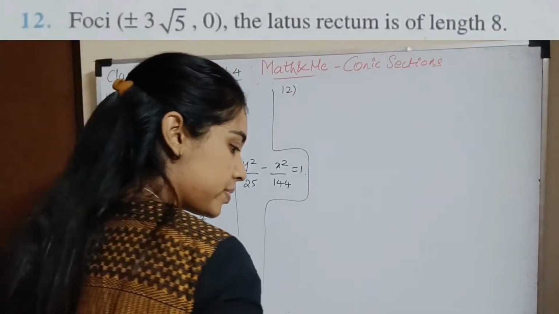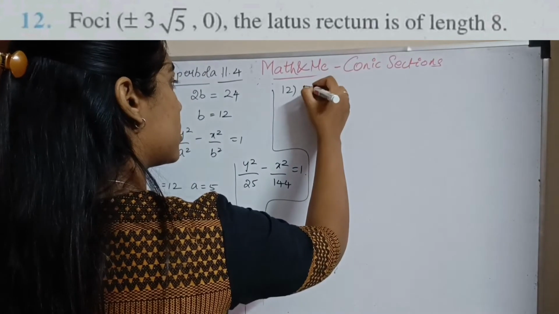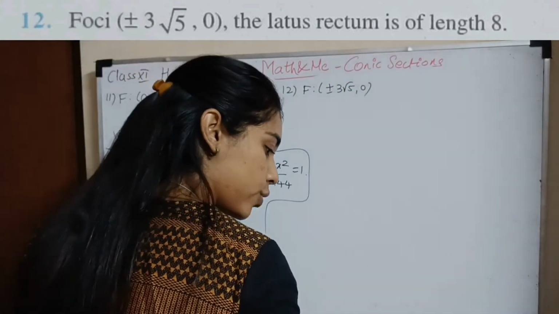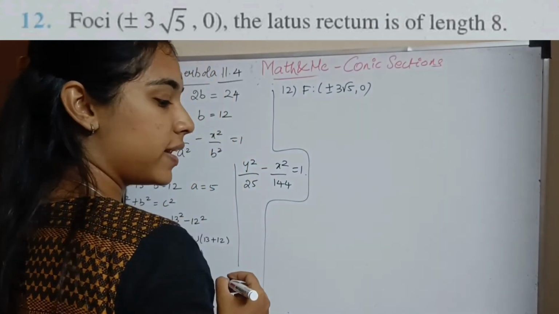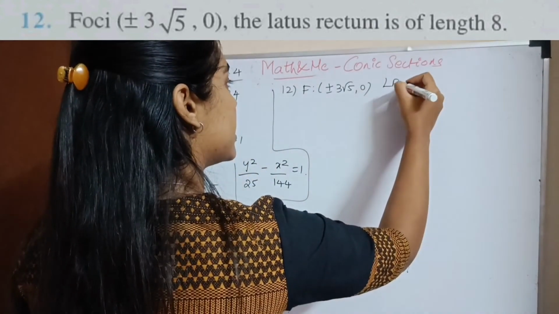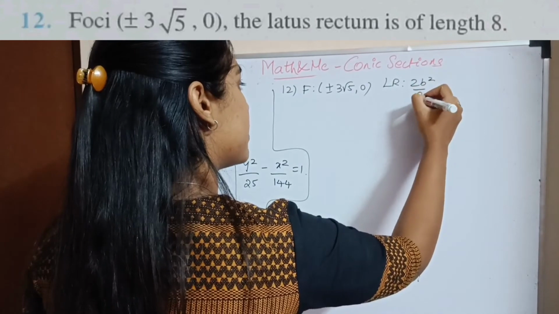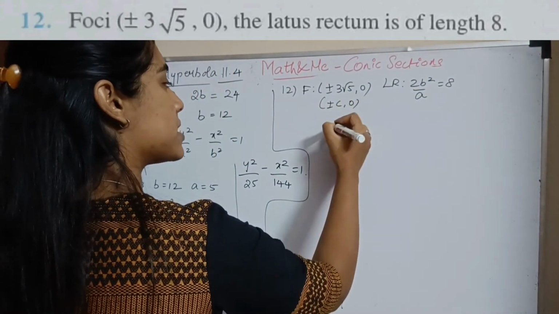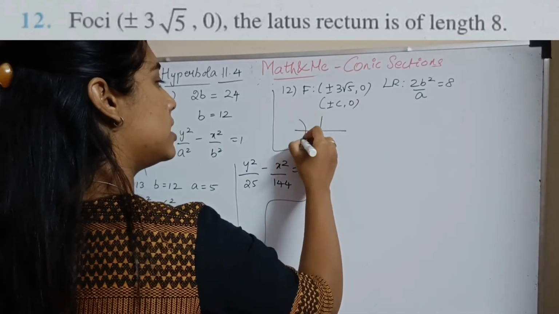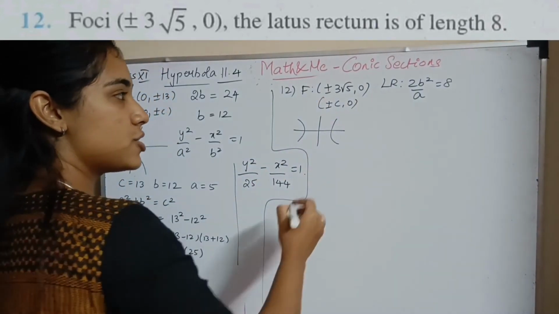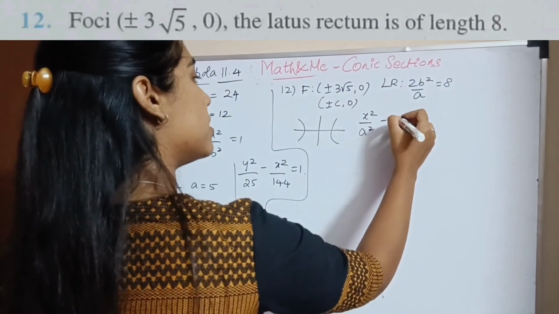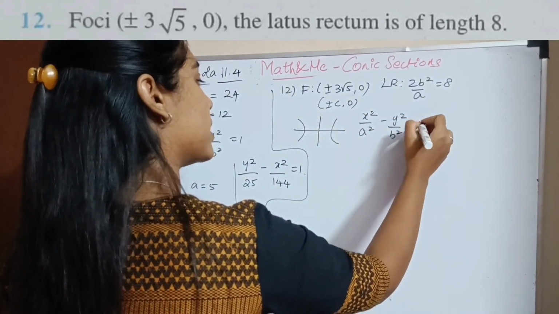Question number 12. Foci is at plus or minus 3 root 5, 0. And the latus rectum is of length 8. Latus rectum, what is it? 2b square divided by a is given as 8. So first, focus is plus or minus c, 0. So your hyperbola is along the x-axis, as it is on the x coordinate. So your equation looks like x square divided by a square minus y square divided by b square equals 1.